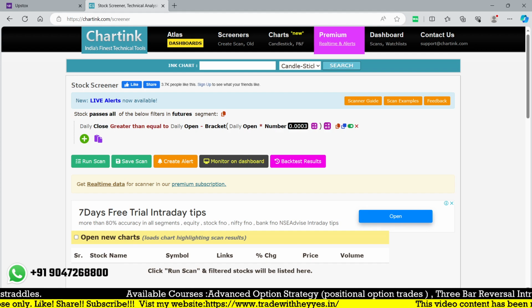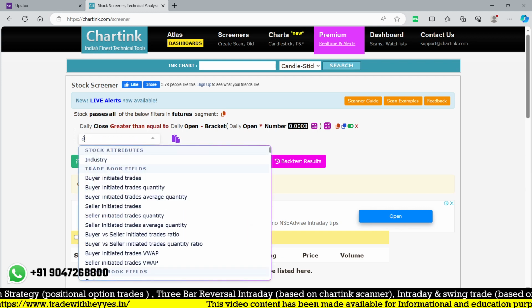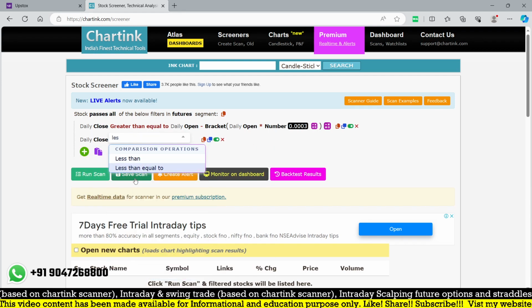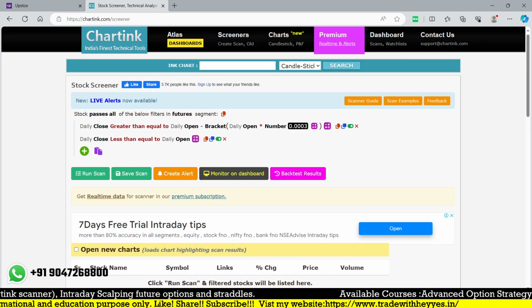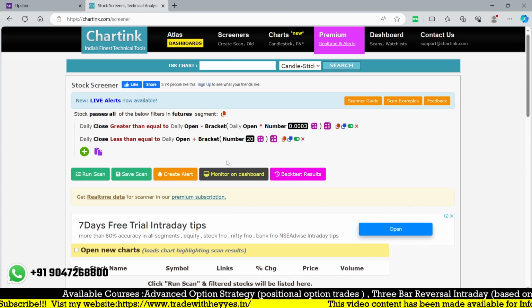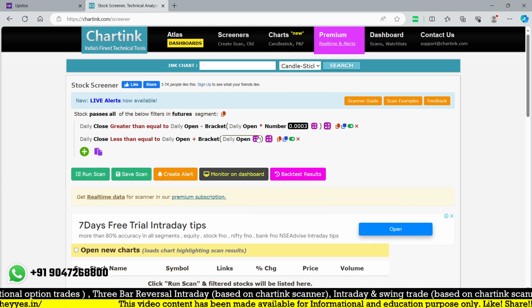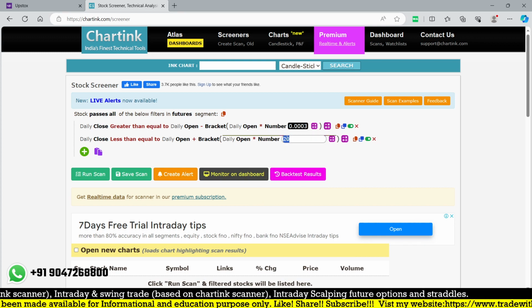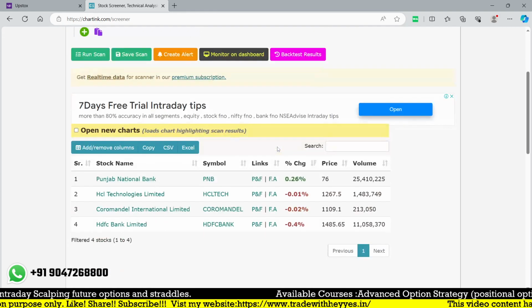Then a daily close, the same thing I'm going to use, going for the closing price. That should be less than or equal to the open price, the same thing, and I'm just going to add here. Previously we had minus, and here is the addition. That's the formula we are adding to find the exact pattern on these particular stocks. This will help us find a doji kind of thing. So 0.003.